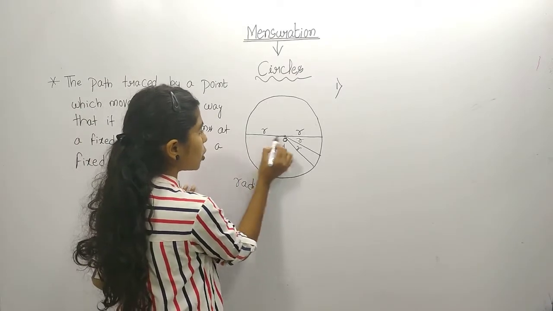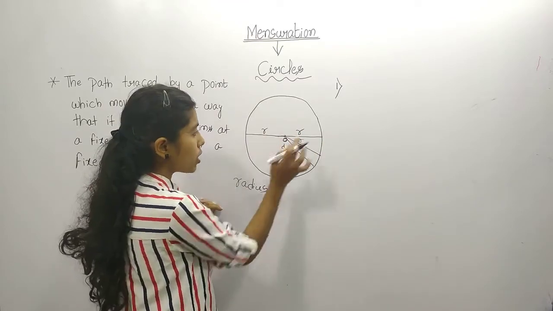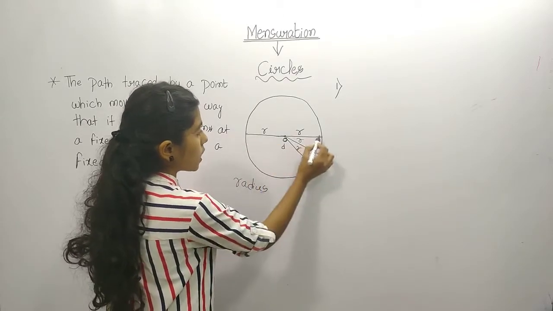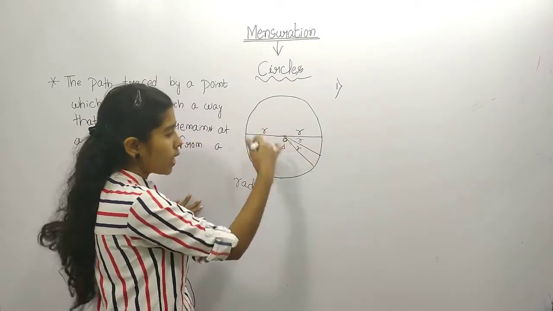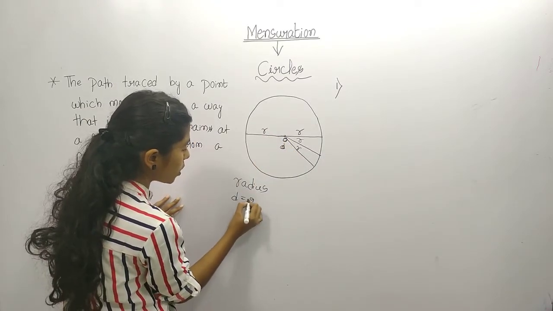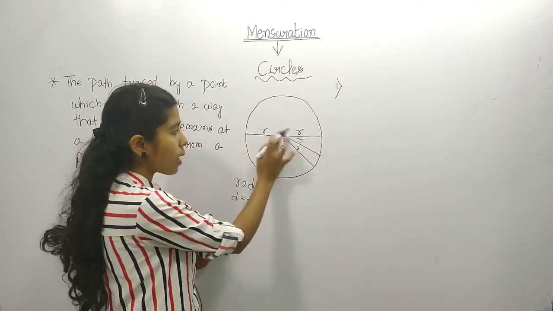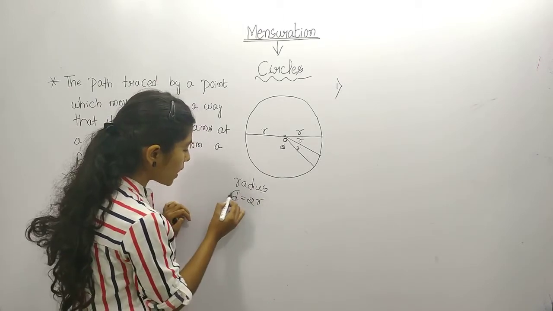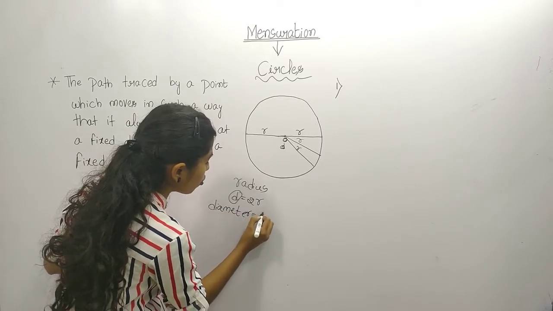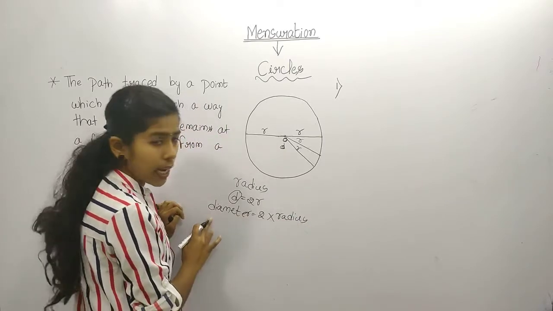Here you see, if we join two radii from a point, this is one radius, and this is another radius. So this is r plus r, which is 2r. The complete line across a circle is known as the diameter. So d equals how much? 2r. This is one radius, and this is another radius, so r plus r is 2r. So it is called the diameter. The diameter of a circle is equal to 2 times the radius, 2r.